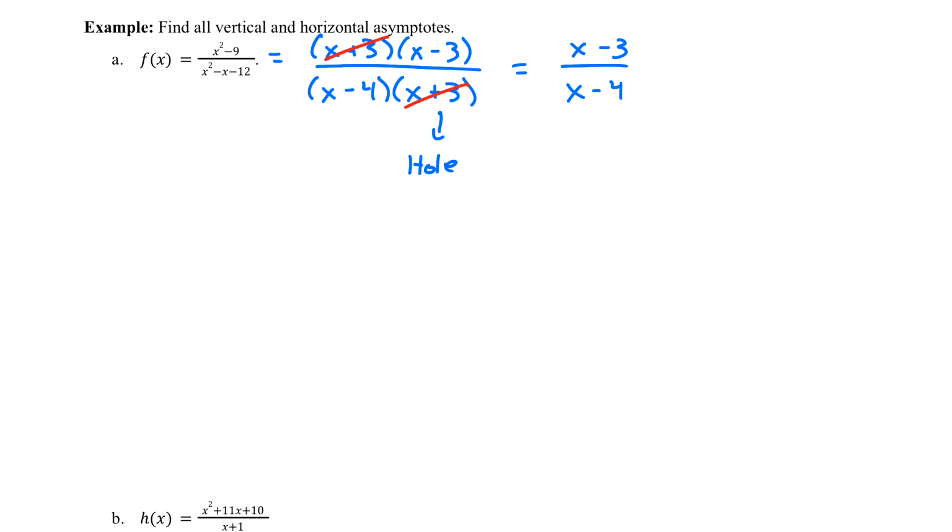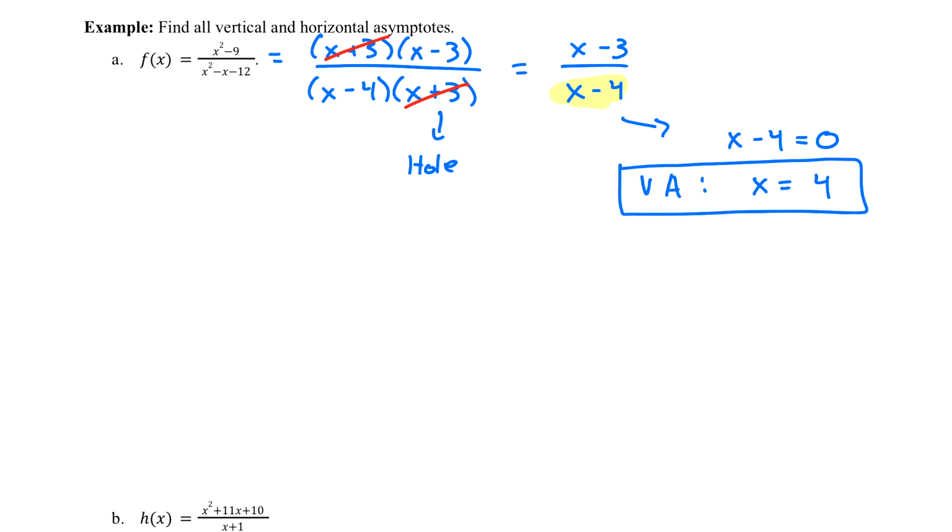Any leftover factors in your denominator, which in this case is x minus 4, we'll take that and set it equal to 0. So x minus 4 equals 0, and we'll solve for x. In this case, we end up with x equals 4. So this is my vertical asymptote. I have one vertical asymptote at x equals 4. It is possible, remember, for us to have multiple vertical asymptotes. So we could have 2 vertical asymptotes or 3 vertical asymptotes, or we might not have any. It is possible for us to have no vertical asymptotes.